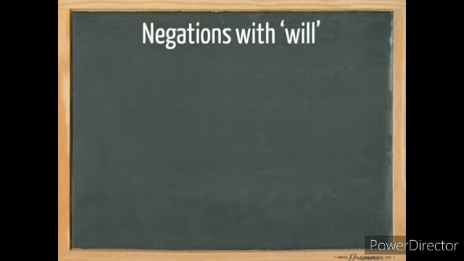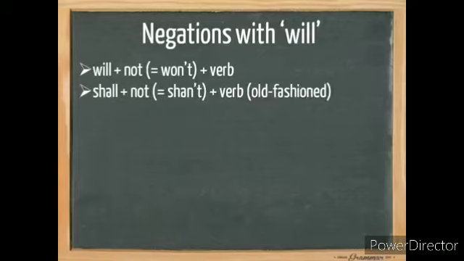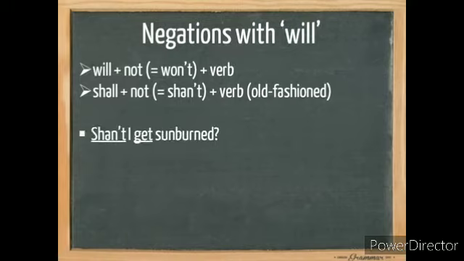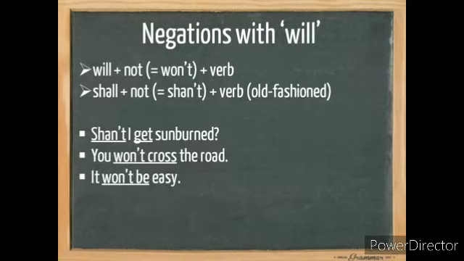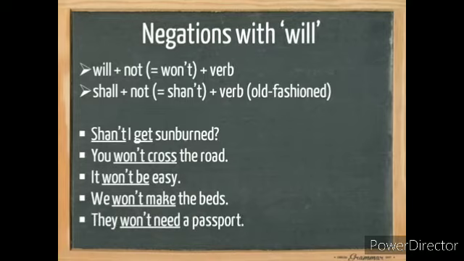Let's look at negations with will. We use will and add not, contracting it into won't and the base form of the verb. Now I've also included shall. Shall plus not becomes shan't and the base form of the verb, but this form is very old-fashioned, but I thought it would be fun to put it in anyway. Shan't I get sunburned? It's quite Victorian. You won't cross the road. It won't be easy. We won't make the beds, and they won't need a passport.